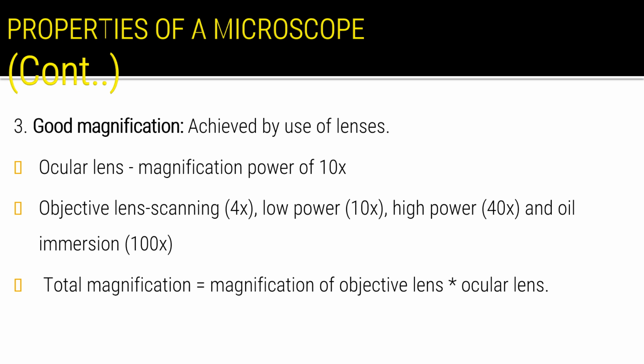The total magnification may be defined as the product of the magnification of the ocular lens and the objective lens. The maximum magnification is 1000x. 1000 times magnification can be done.